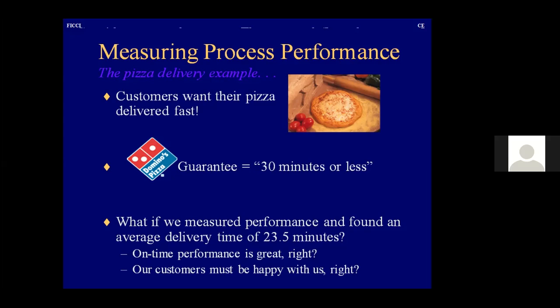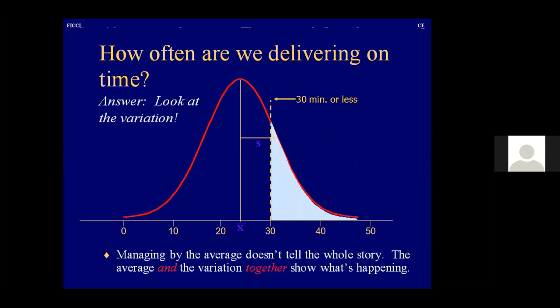Guarantee was 30 minutes or less. And average delivery time is 23.5 minutes. A layman would say, this is an excellent performance. We wanted 30 minutes or less, and the pizza store is giving a performance of average delivery time of 23.5 minutes. Everyone would say the performance is great. But is it great? No, it is not great. That is what Six Sigma would tell us.